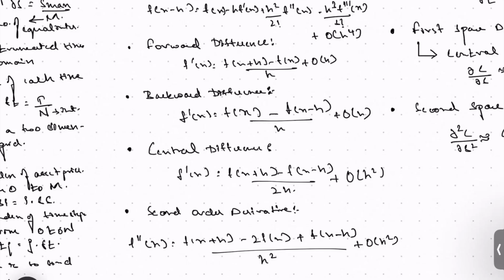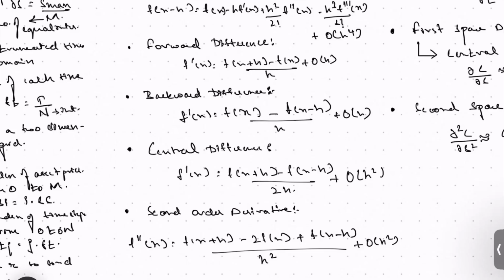Now, a more accurate approximation can be found by subtracting the second expansion from the first and solving for f dash of x. This cancels the even powered derivative terms, giving us derivative of f of x is equal to f of x plus h minus f of x minus h by 2h plus big O of h square. The central difference formula is second order accurate and is therefore generally preferred for spatial derivatives when possible, as it converges to the true value more rapidly as step size h decreases.